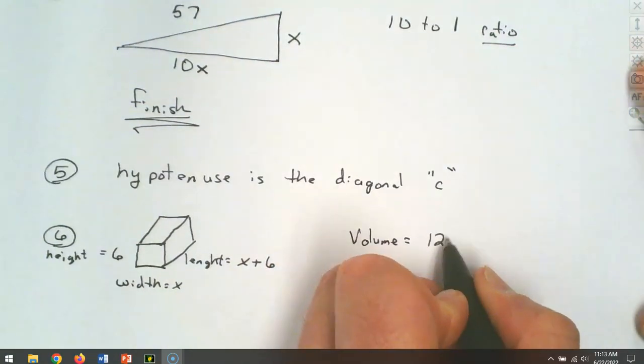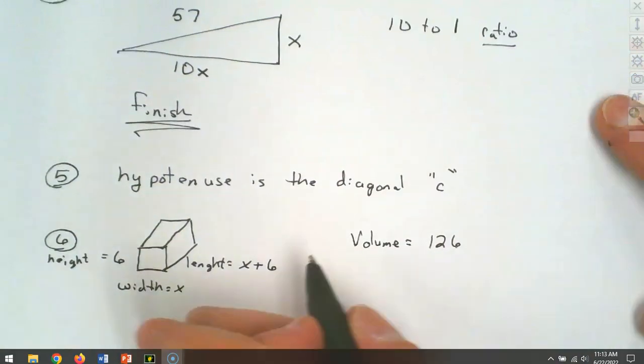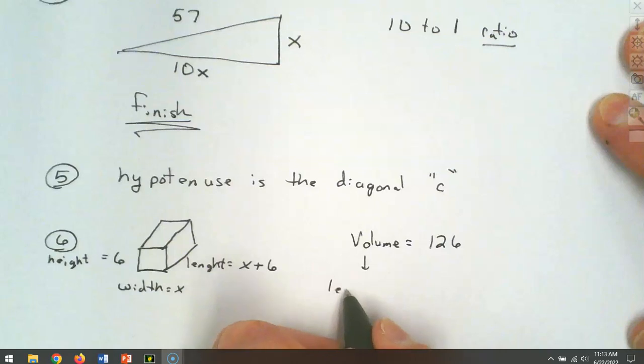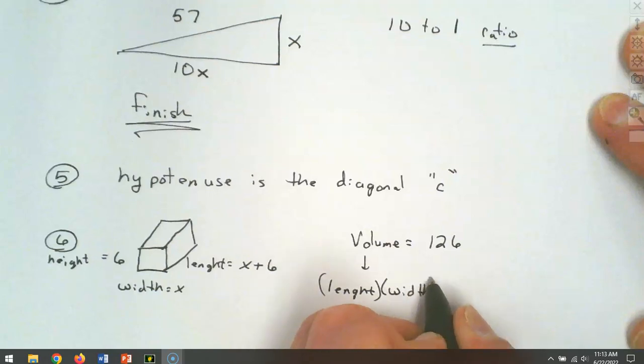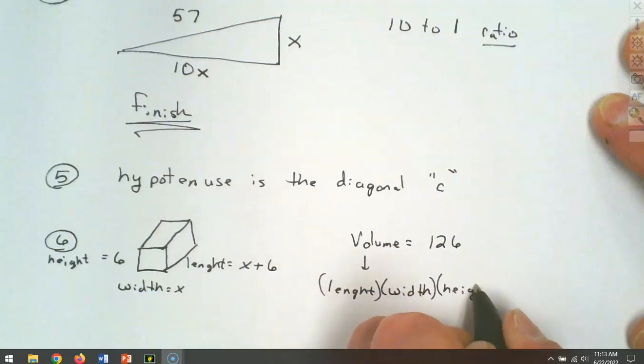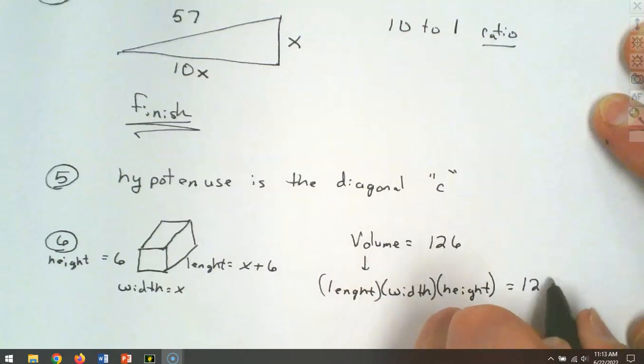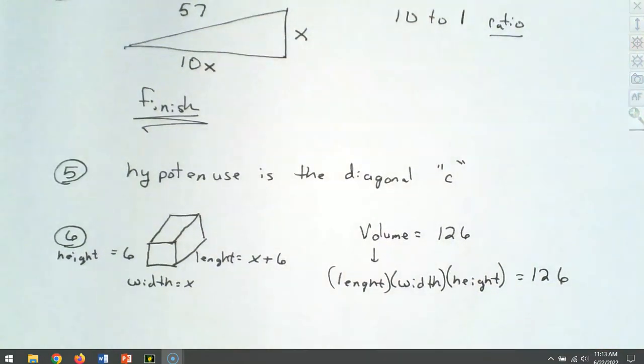is 126. And that volume is the length times the width times the height. I think you should be able to at least try to get your equation from here. So all you've got to do now is plug in the 6, the x, and the x plus 6. Multiply them all together, and then factor it from there. Okay, I think you could finish it from here. That should get you a good start on question 6.